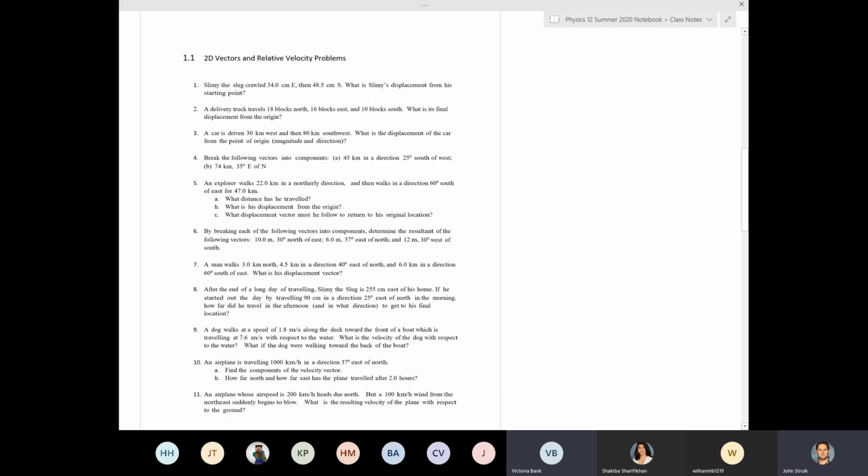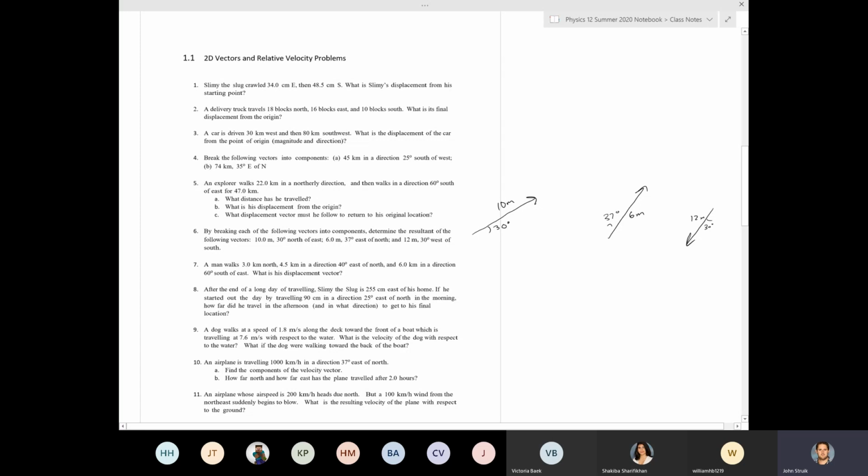By breaking each into components, turn the result into the following vectors. Okay, so we have 10 meters, 30 degrees north of east. So that's going to look like this: 30 degrees north of east, 10 meters. And we have 6 meters, 37 degrees east of north. So that's going to be 37 degrees, 6 meters. And 12 meters, 30 degrees west of south. So that's going to be 30 degrees, 12 meters.